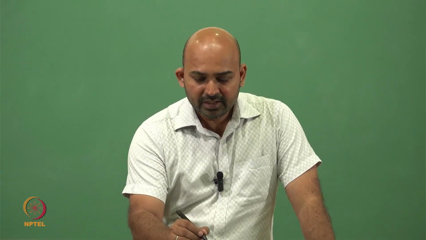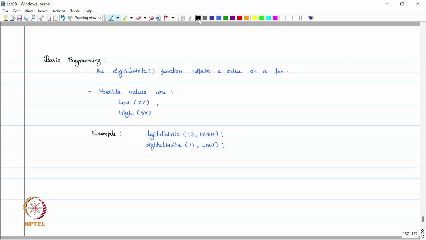The next is the delay function. The delay causes the Arduino to wait for the specified number of milliseconds.